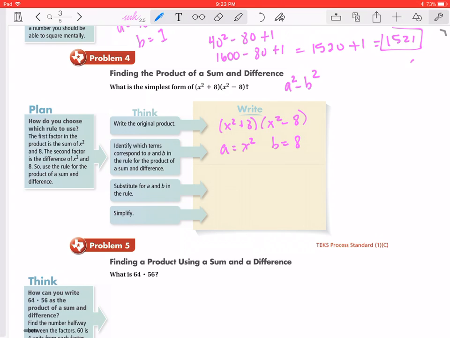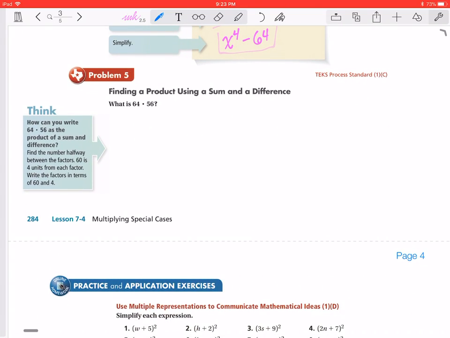So now I'm going to substitute in for my rule. That's going to give me x squared, squared, minus 8 squared. Now I'm going to simplify. So that's going to give me x to the 4th minus 64. Done. Quick, easy, right? Easy money.